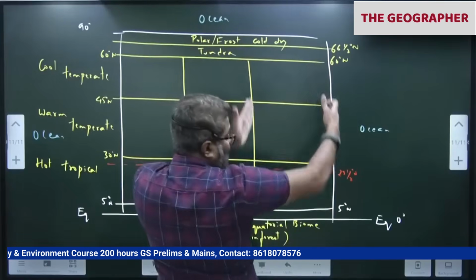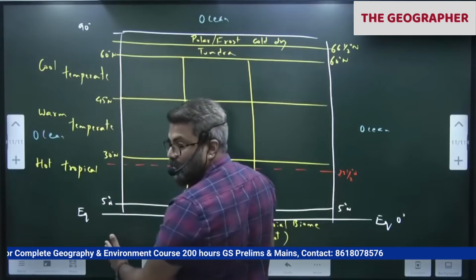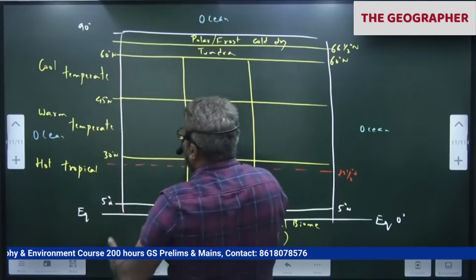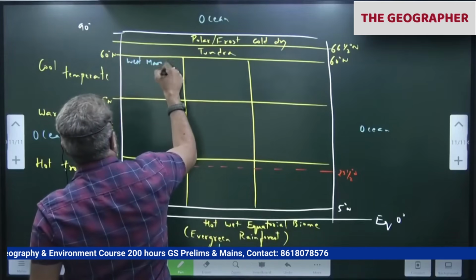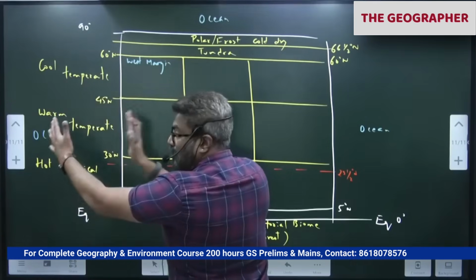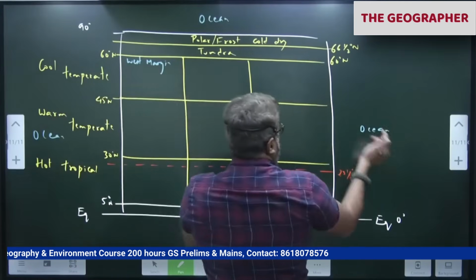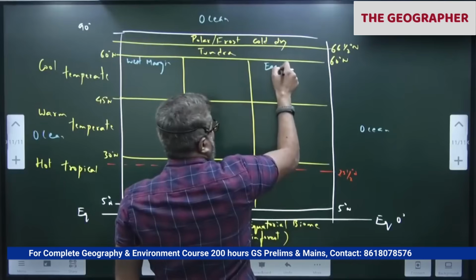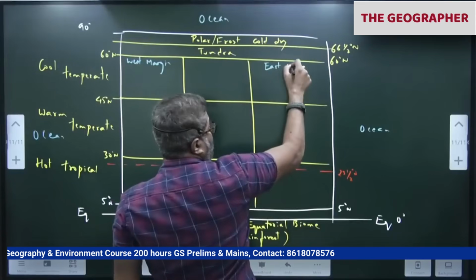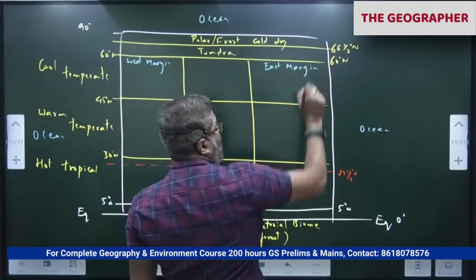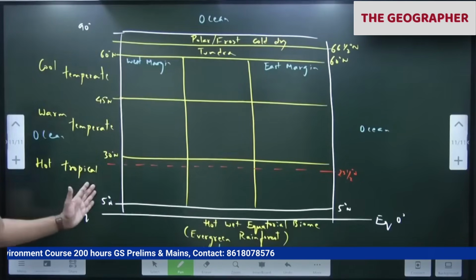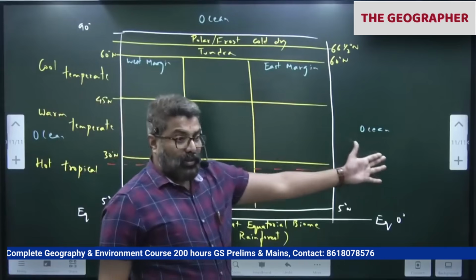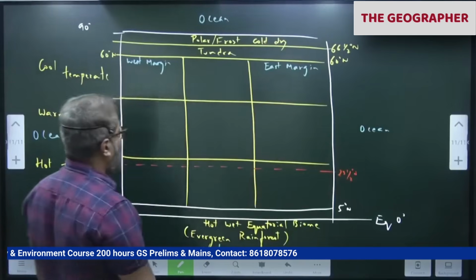This is called the East Coast. Let's call this the West Coast. So this is called the West Margin. I'll write West Margin conditions. West Margin is close to the Western Ocean here. This is called the East Margin. All these three are called East Margin type. Remember, West Margin because on the western side there is water, East Margin also there is water. Okay, so please try to understand.